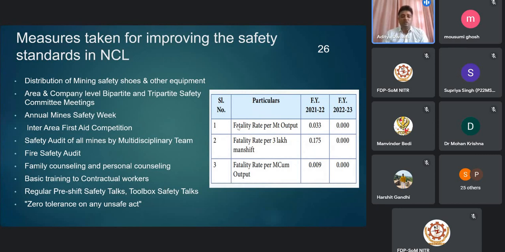Inter-area first aid competition. First aid competition is also very important because not only the people in mining areas, doctors and nurses, but normal employees are also trained in first aid during this competition, and they show how to tackle problems in case of any emergency. Safety audit of all mines by a multidisciplinary team. Fire safety audit is very important. Family counseling and basic training to contractual workers. Regular pre-shift talks are also very important because there we discuss the SOPs and the practices that need to be followed for better safety.